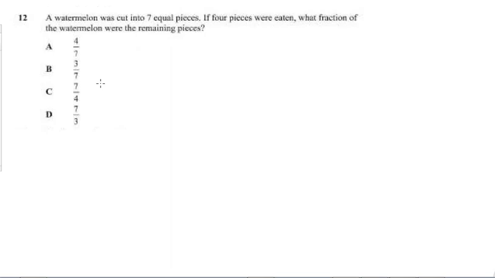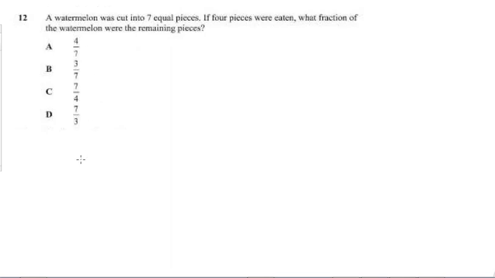The question says, a watermelon was cut into 7 pieces. If 4 pieces were eaten, what fraction of the watermelon were remaining? So it says a watermelon was cut into 7, so you have 7 pieces in total. And if 4 were eaten, what fraction of the watermelon were remaining? So if 4 were eaten, how many are remaining out of the 7?